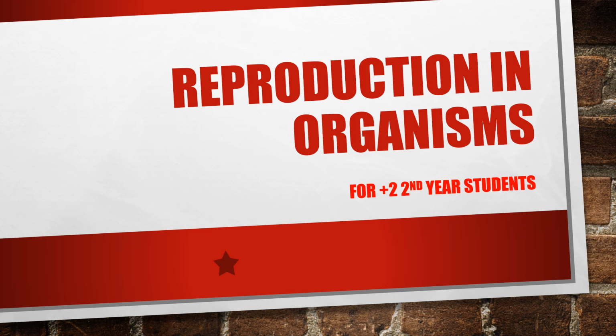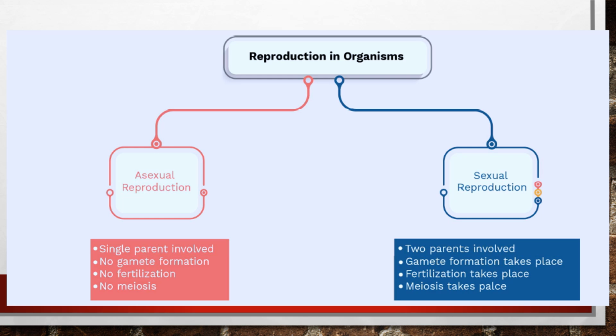There is a great diversity in the living world in their methods of reproduction. Some species reproduce by the asexual method, some by the sexual method. So there are two types of reproduction: one is asexual reproduction, one is sexual reproduction. In asexual reproduction, a single parent is involved. There is no involvement of both parents. In sexual reproduction, both parents are involved, producing gametes, male gamete and female gamete.